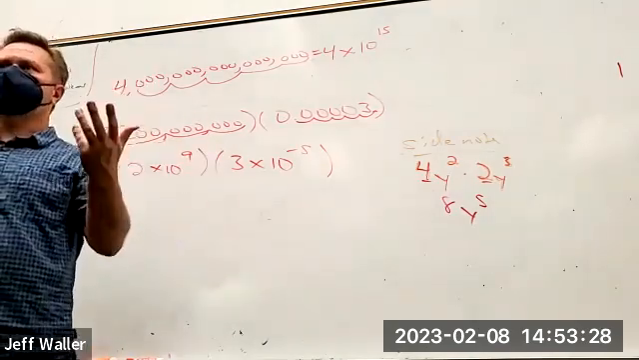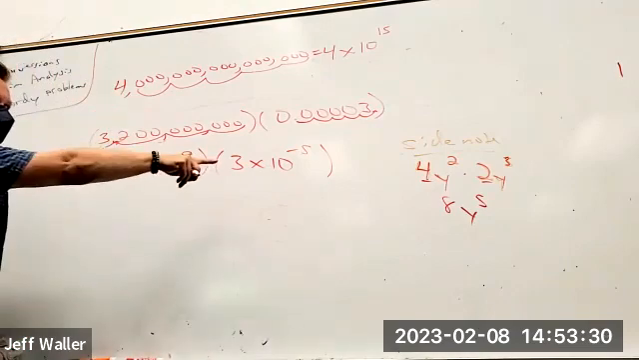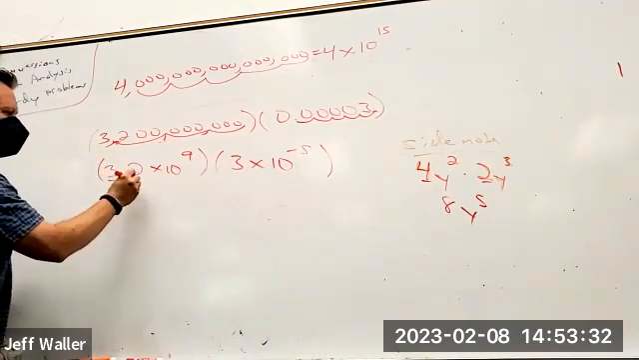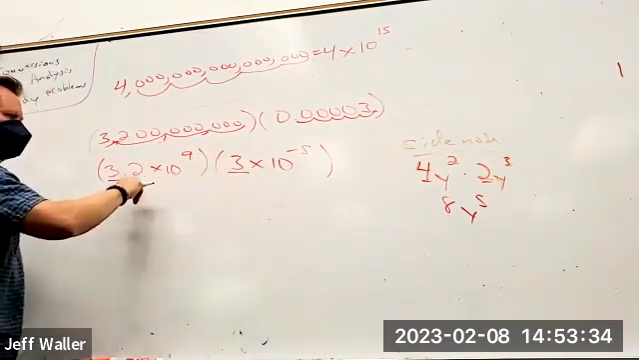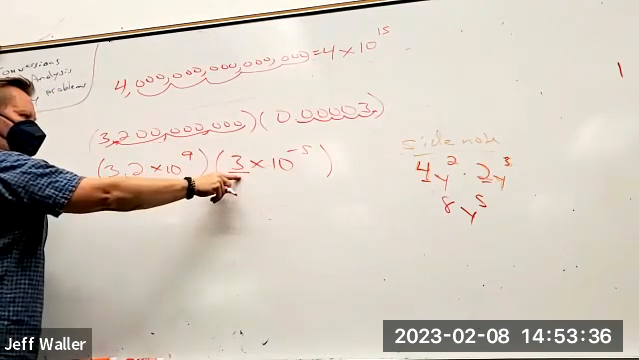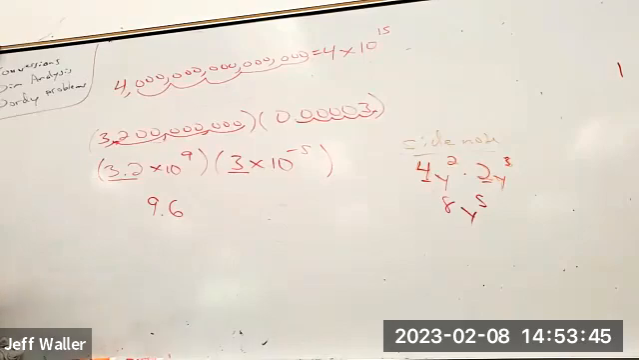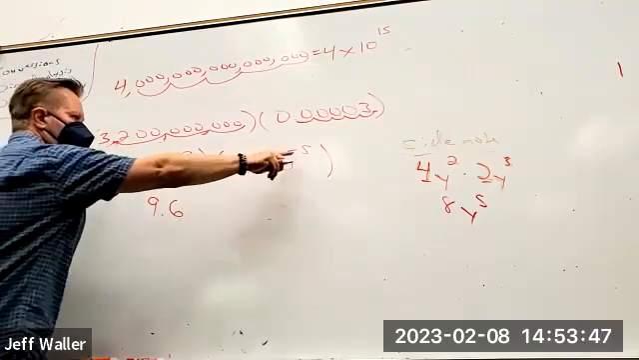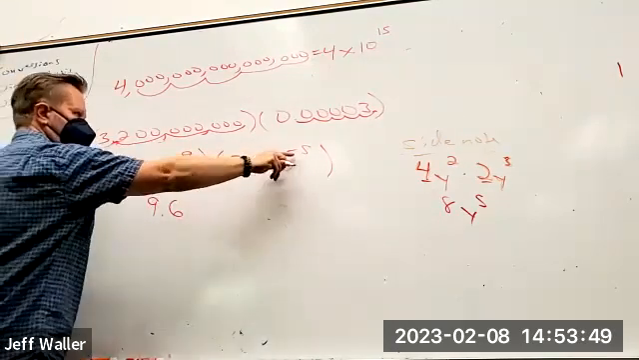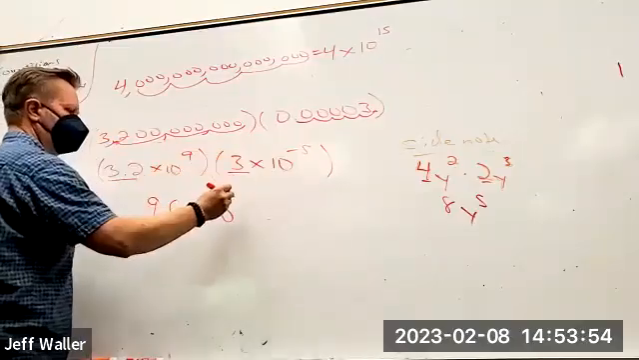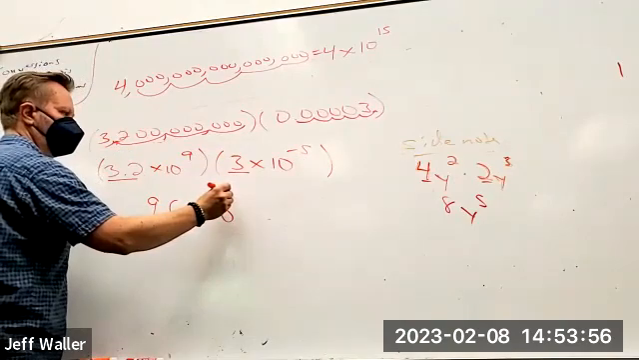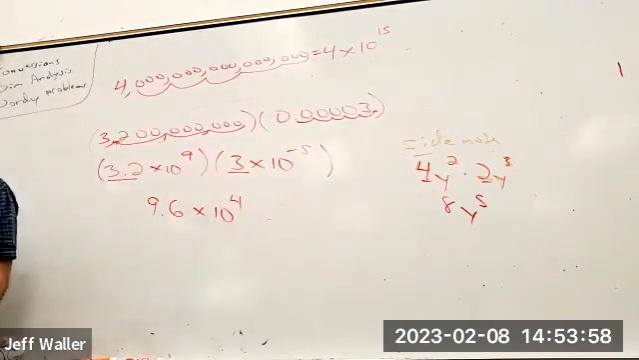All right. So here, same idea, right? I've got nice numbers. What's 3.2 times 3? 3 times 3 is 9. 0.2 times 3 is 0.6. So 9.6. And then what do I do with the powers? Add them. So I have 10 to the 9 times 10 to the minus 5, which is 10 to the 4. Done.